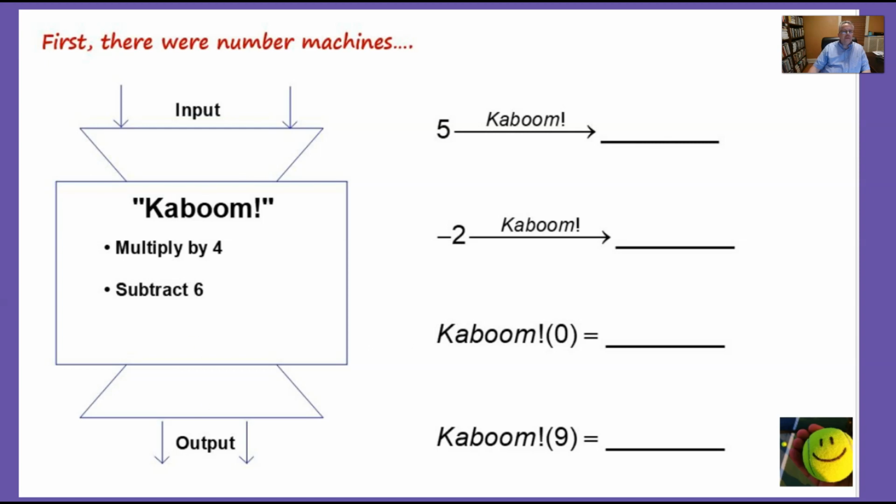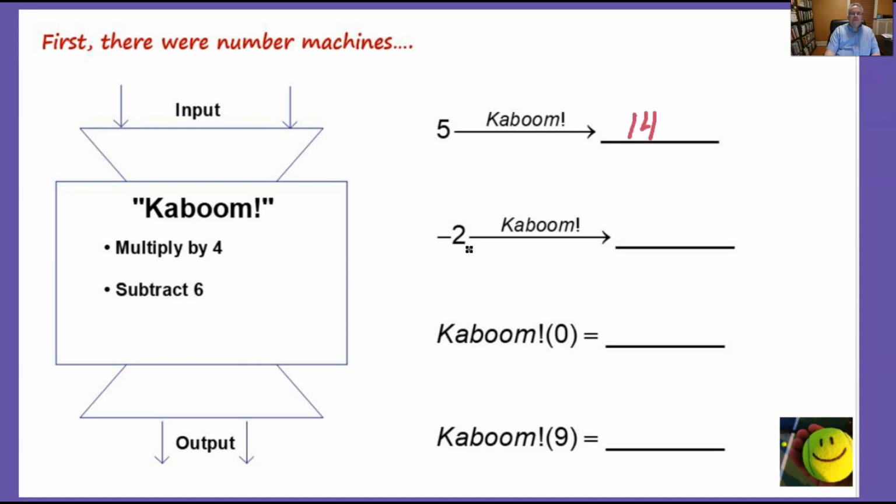So let's do that for a couple of examples. This first one says 5. We want to put 5 into the function Kaboom. Function is another name for a number machine, and create the output. So we're going to do 5, multiply it by 4, we get 20, and subtract 6, we get 14. So I'm going to write 14 here.